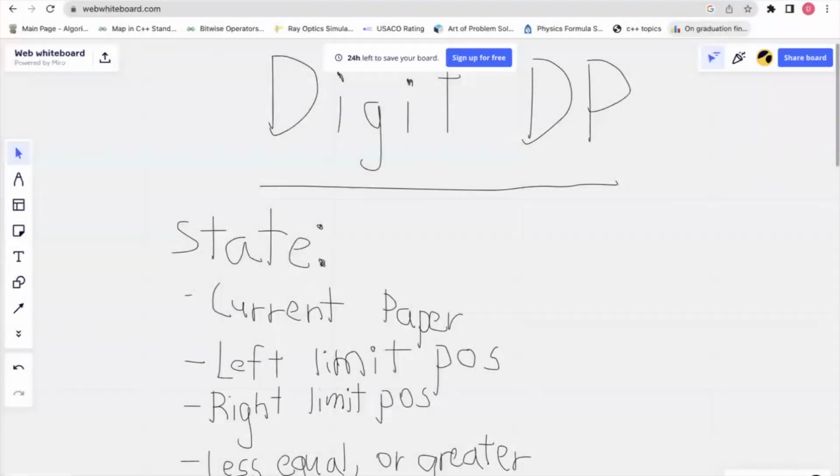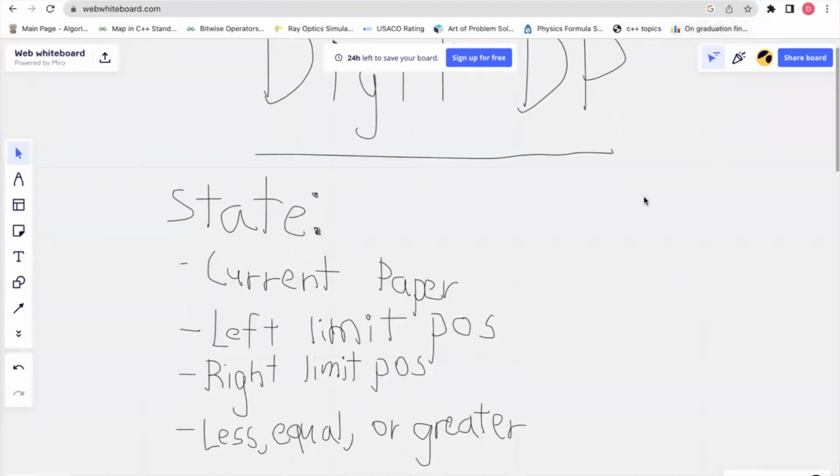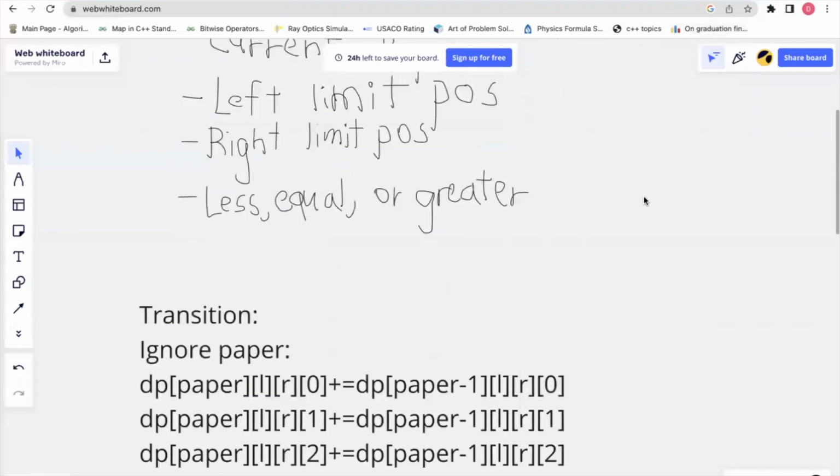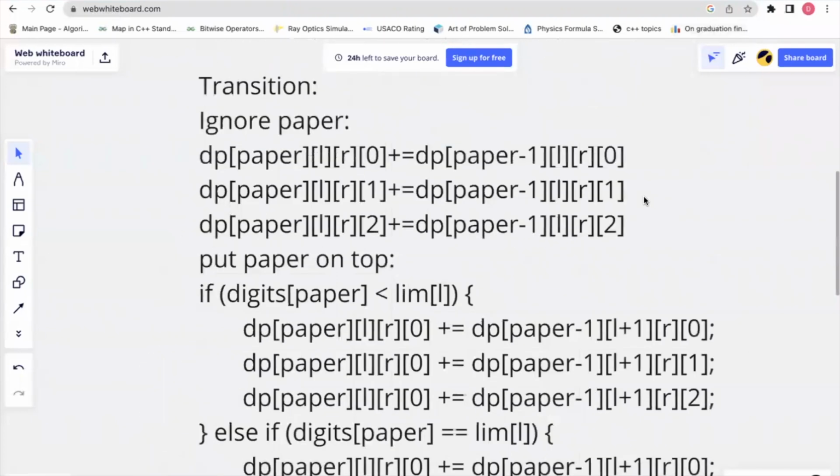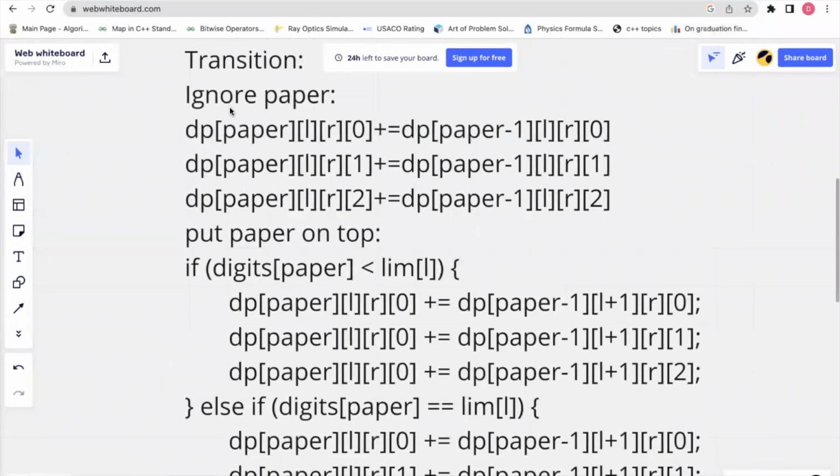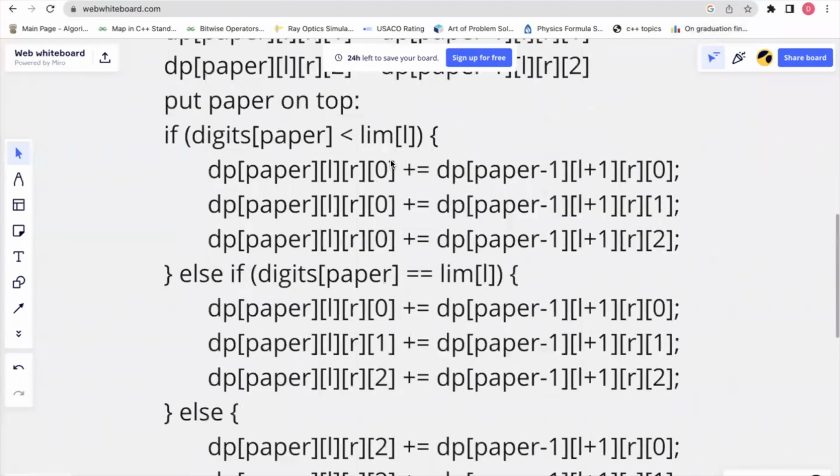We can use digit DP to solve this problem. The states are the current paper we're on, the left limit position, the right limit position, and whether we're less than, greater than, or equal to the limit currently. So our transitions are: if we ignore the paper, everything is the same as it was before we got to the paper. So we just add what we had before.